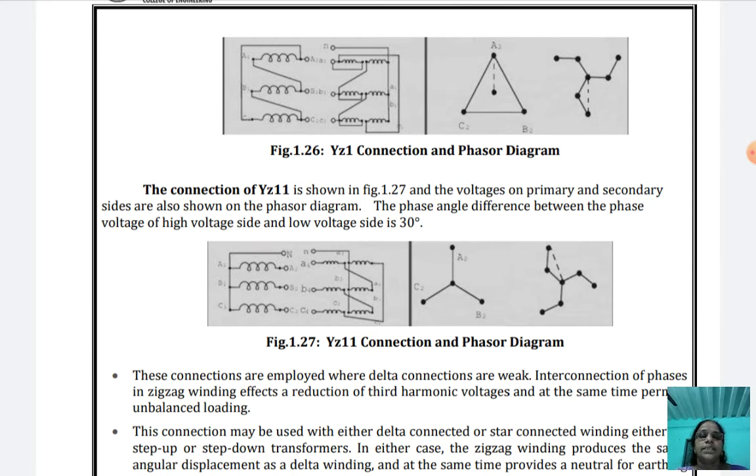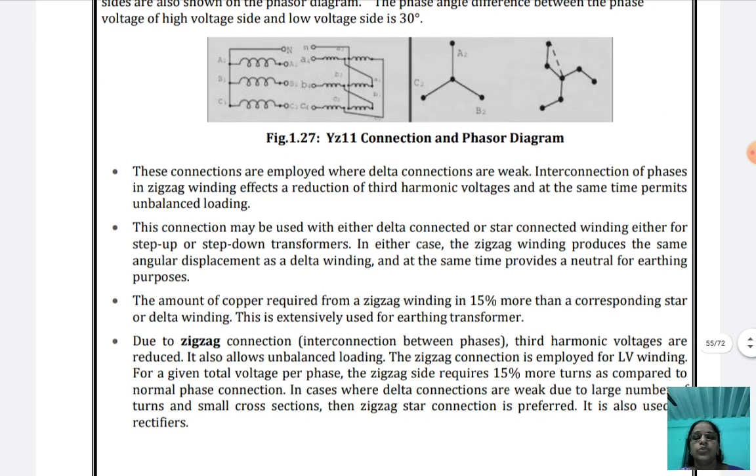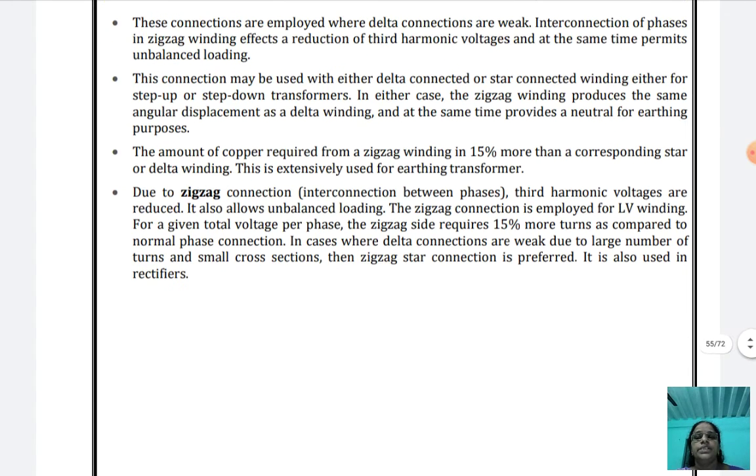So in this case, the primary is the delta connection and the secondary is the zigzag connection. Similarly, the next one is the primary star connection and the secondary zigzag connection. You already know that the 1 o'clock position is minus 30 degrees, and the 11 o'clock position is plus 30 degrees lead. These types of connections are used, with their advantages.